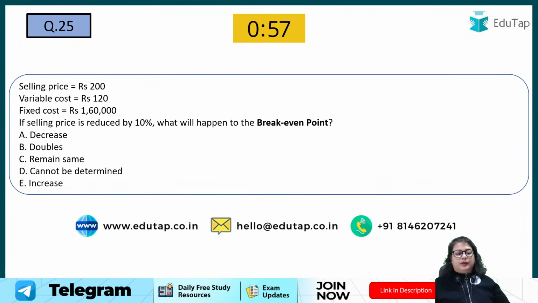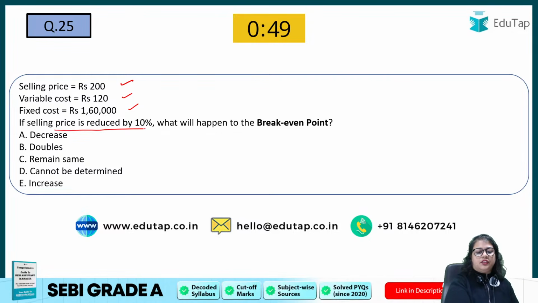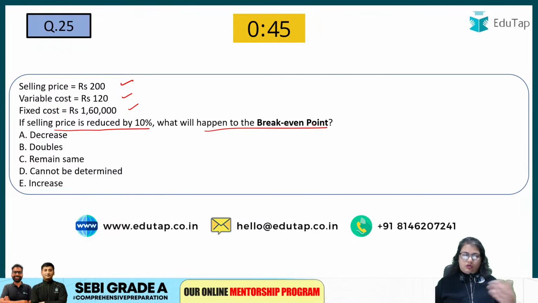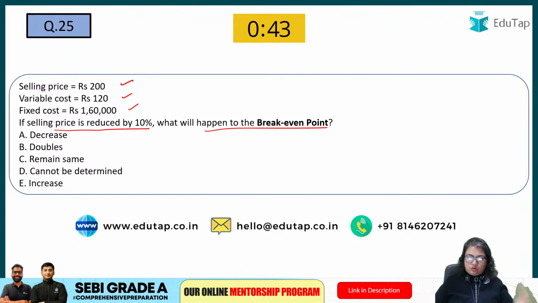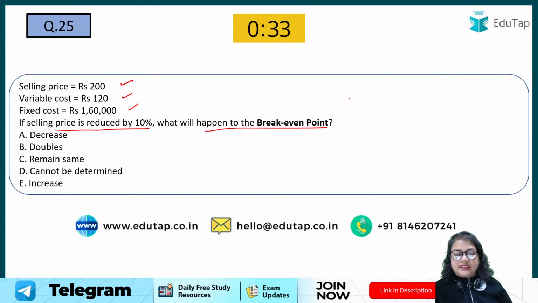Then question number 25. Let us see question number 25. The selling price is given as 200, variable cost 120, fixed cost 1,60,000. It says if the selling price is reduced by 10%, what happens to the break-even point? You should know this, but let us calculate and then answer it. What should the break-even point be before?